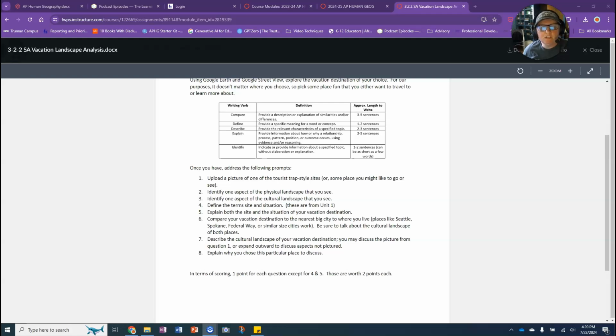Okay, so it's going to be a 10-point assignment. I want you to write the correct way because we're going to practice the style of writing we need to on the exam. So make sure that where you're asked to identify, you're identifying. If you're defining, make sure you're giving me definitions, right? And so forth. 1 point each for 1, 2, 3, 6, 7, and 8. And then 4 and 5 are worth 2 points each. That's where we get our total of 10 points.